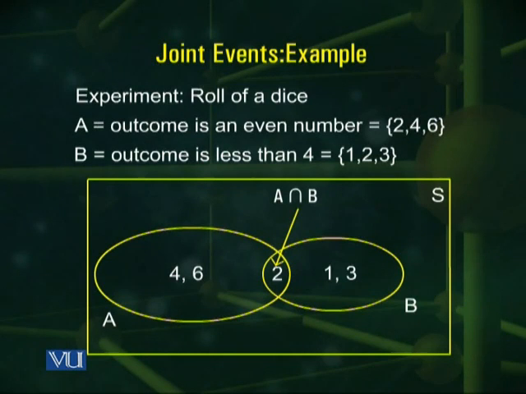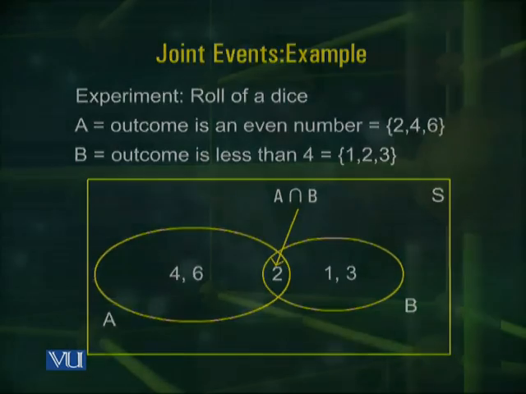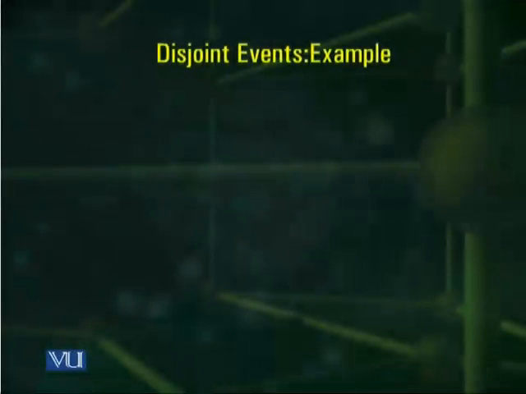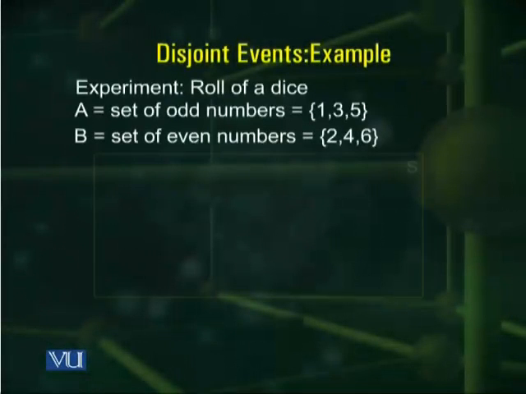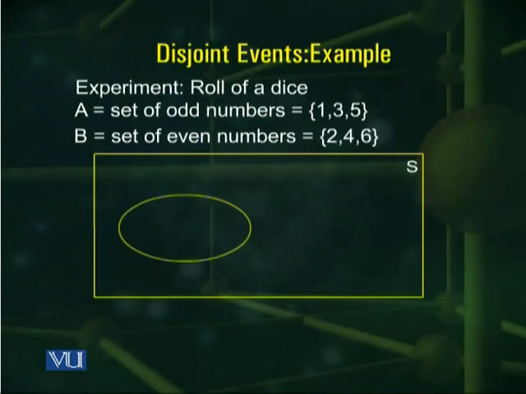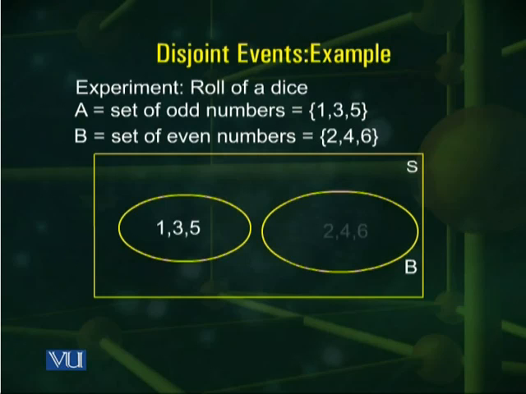So if the outcome belongs to the intersection of the two events, then whenever an outcome lands there, both events have occurred. Depending upon how the two events are interacting with each other, we can find the joint probability. For example, in the case of a roll of a dice, if the two events are A, that the outcome is an odd number, and B, that the outcome is an even number, then these two events are disjoint. There is no overlap.